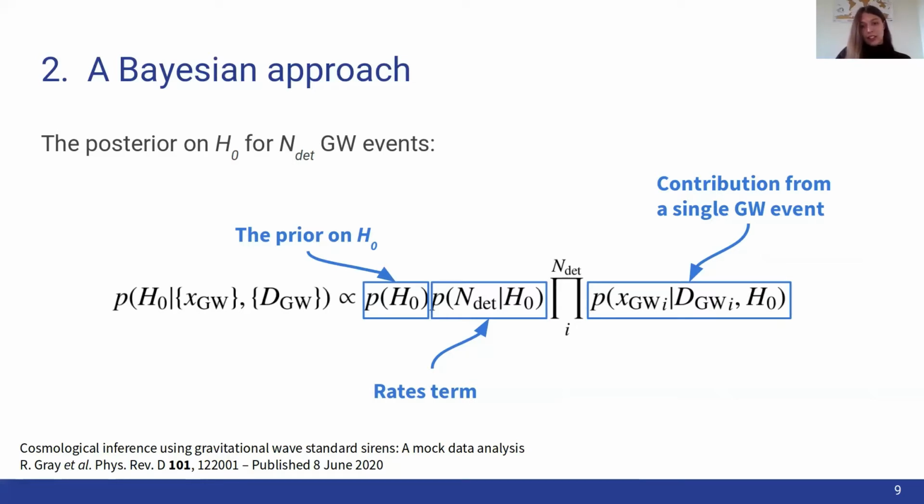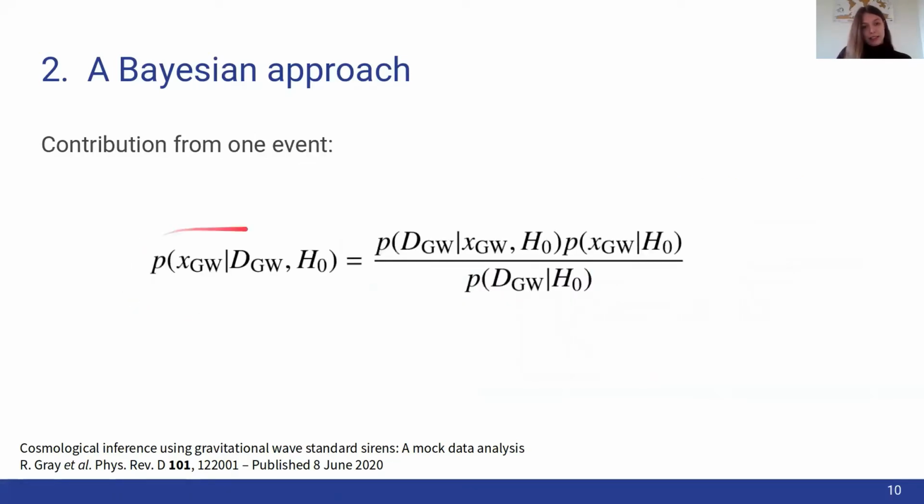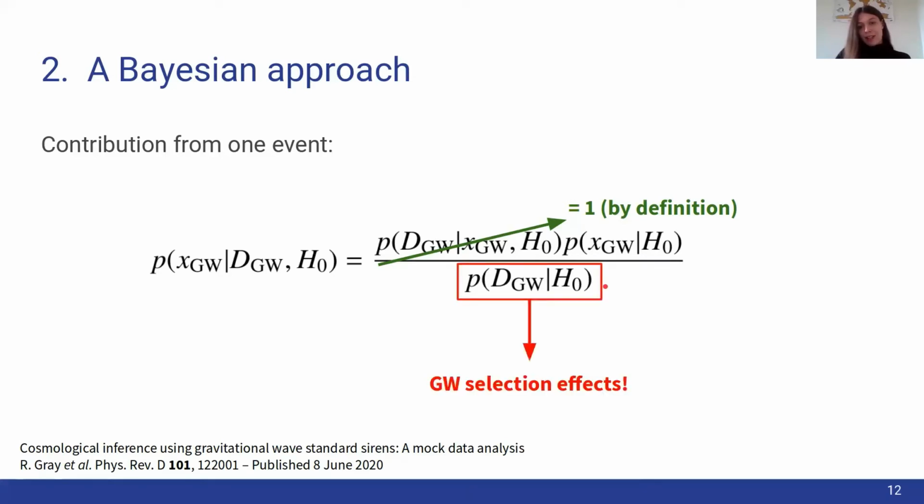So looking a little bit closer at this term, if you expand the likelihood for a single event, you get these three terms here. The first one of which is probability of detection given this gravitational wave data. But we've already said that we're specifically looking at gravitational wave detections, which means the data has already passed some threshold. So this term becomes one by definition. That means the numerator just becomes the likelihood on the gravitational wave data. And then we have this term here, which is probability of detection. And that is exactly where our gravitational wave selection effects come from.